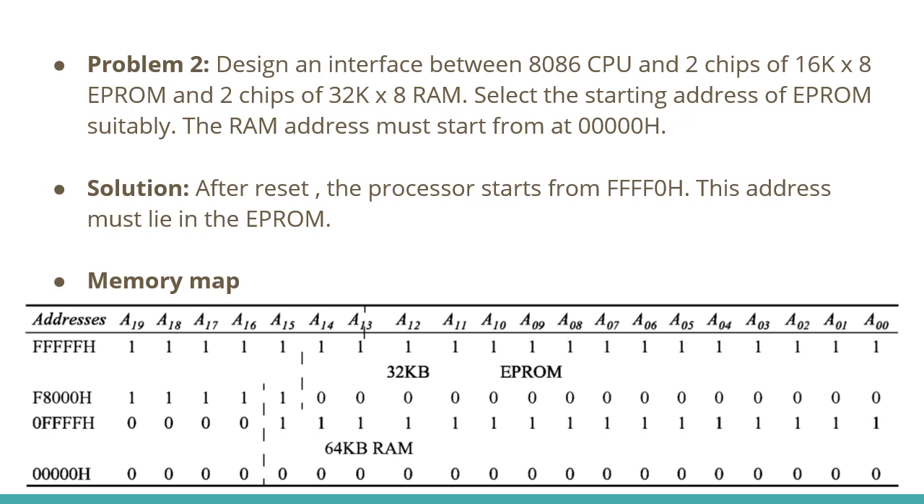In the case of the RAM, we require 64 KB address space to be mapped. 64 KB is equivalent to 2 raised to 16. That means we require 16 address lines from A0 to A15. The remaining address lines A16 to A19 will be used for the chip select logic.